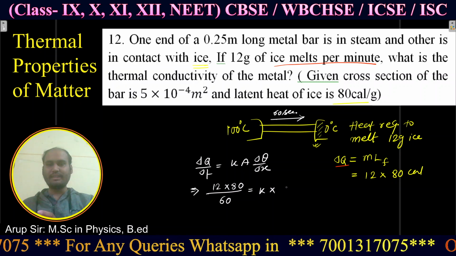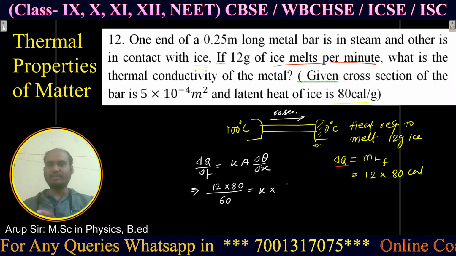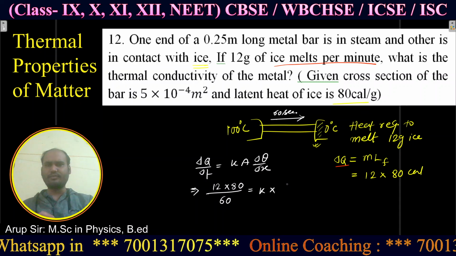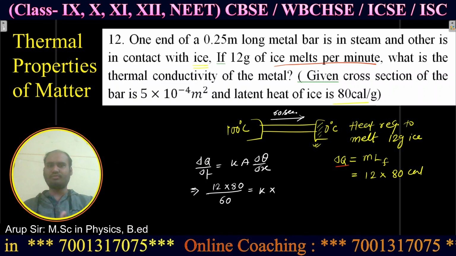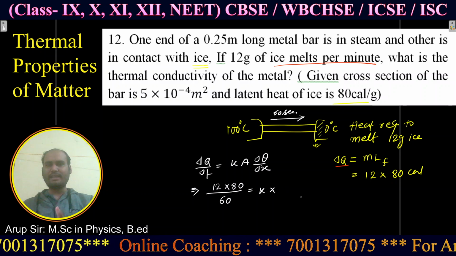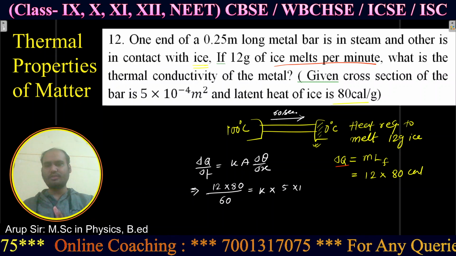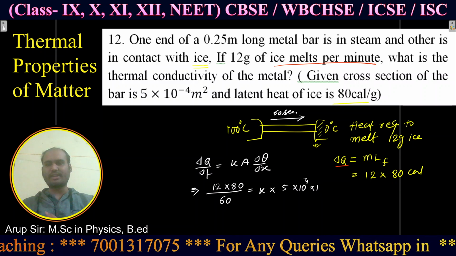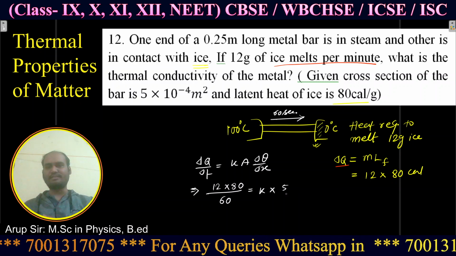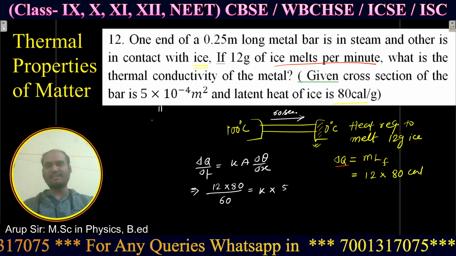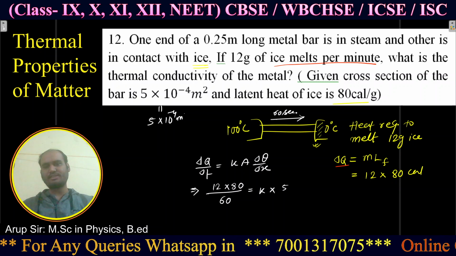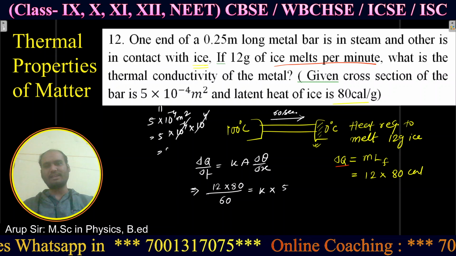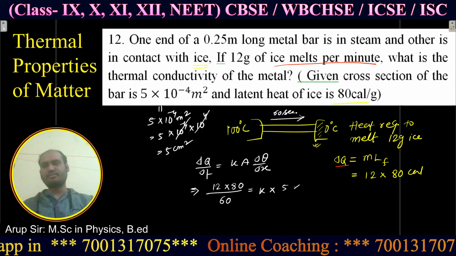But we are doing everything in the CGS system right now, because k is needed in calorie unit. So A is 5 into 10 to the power minus 4 meter square, into 10 to the power 4 centimeter square per meter square, and these will cancel. So 5 into 10 to the power minus 4 meter square is 5 into 10 to the power minus 4 into 10 to the power 4 in centimeter square, and you get 5 centimeter square. So this into delta theta.